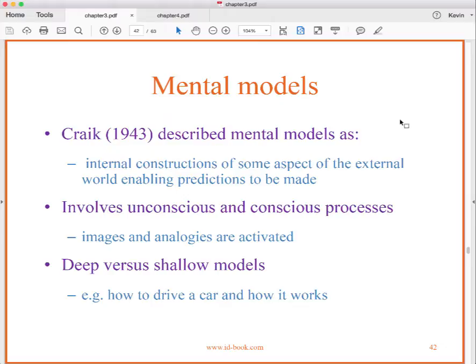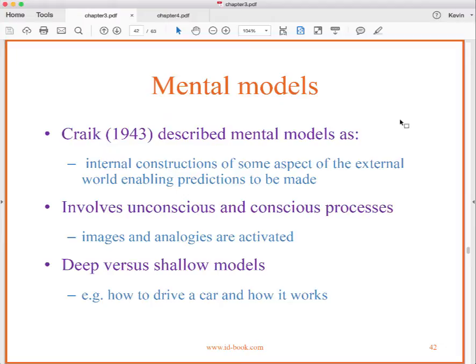Now, a lot of research has been done about mental models. So Craik, way back in 1943, described a mental model as internal constructions of some aspect of the external world enabling predictions to be made. Most theorists in this area would say that involves both unconscious and conscious processes. Images and analogies are activated.